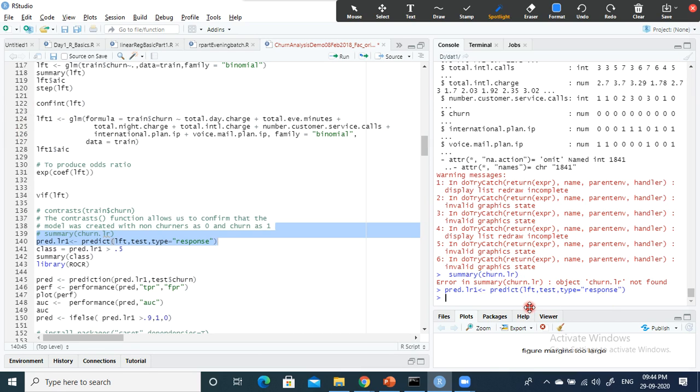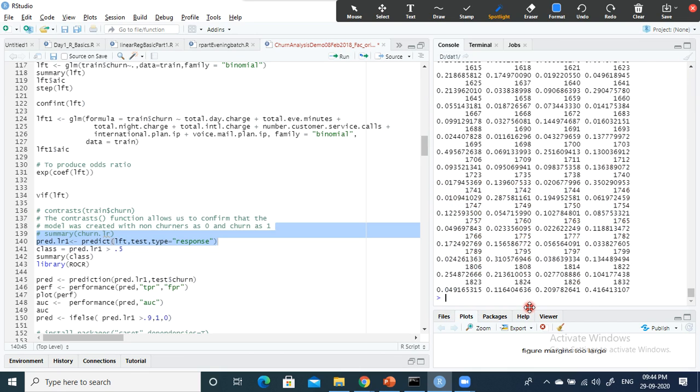Type equal to response. Now, pred dot LR1 is holding what value? The predicted probability. If you specify type equal to response, it gives you the predicted probability. And now I am going to set the threshold value here. This I did not discuss so far. This is very important.